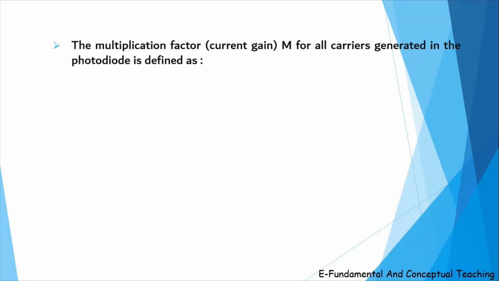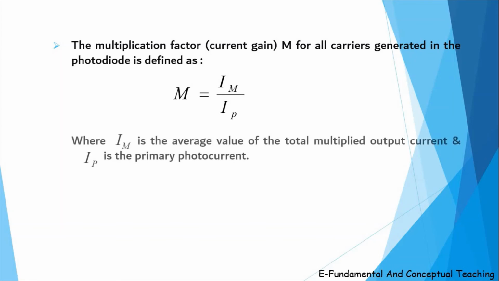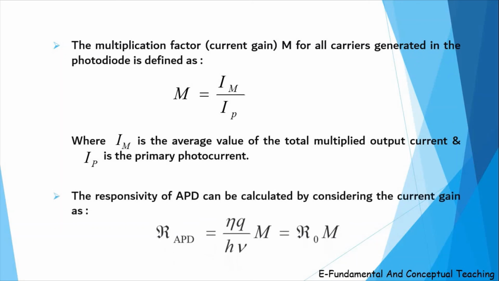The multiplication factor, that is the current gain, denoted as M, for all carriers generated in the photodiode is defined as M equals Im upon Ip, where Im is the average value of the total multiplied output current and Ip is the primary photocurrent. The responsivity of an APD can be calculated by considering the current gain M as R of APD equals R0 into M, where R0 is the original responsivity.